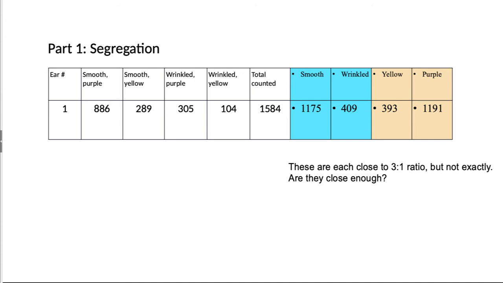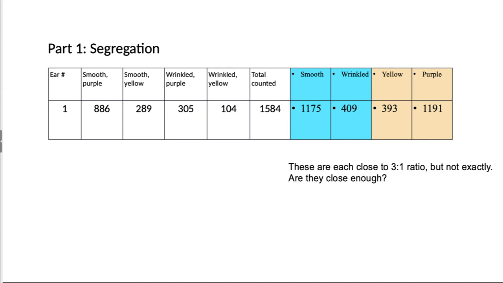In this lab, you're going to be counting the kernels on one ear of corn. You're going to count the smooth purple, the smooth yellow, the wrinkled purple, and the wrinkled yellow. You're going to count each of them and fill in a table like this in your lab manual. Now I have done this. Actually, it's just data that I made up for this presentation.